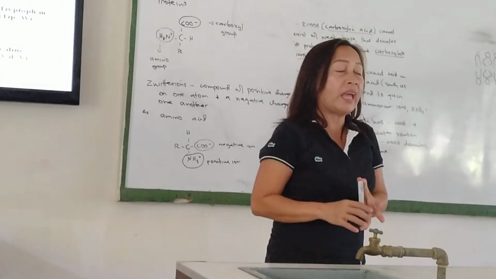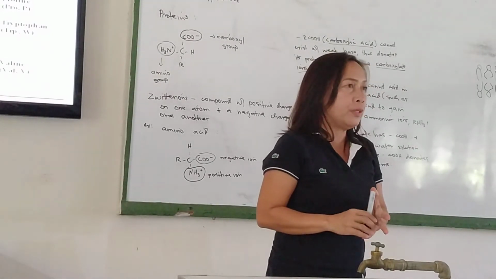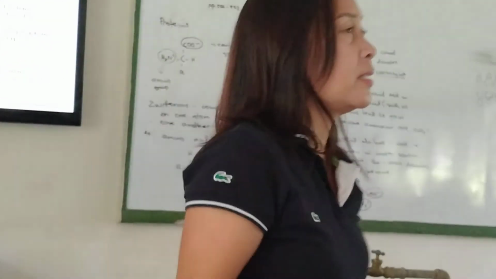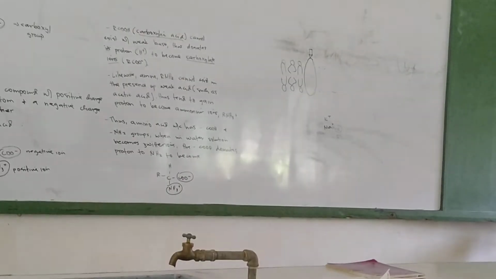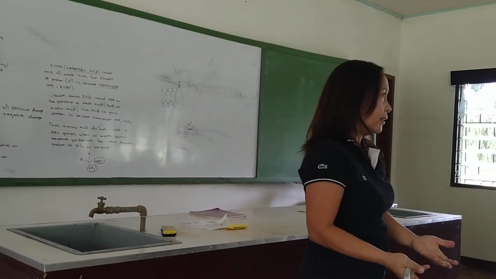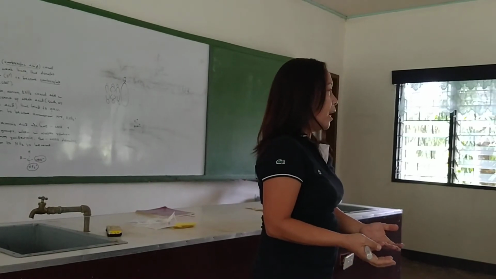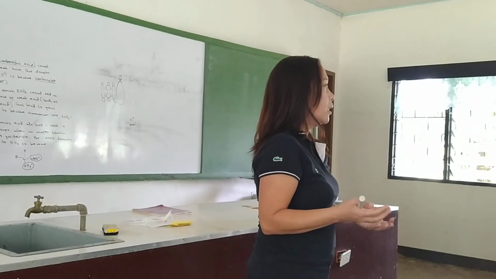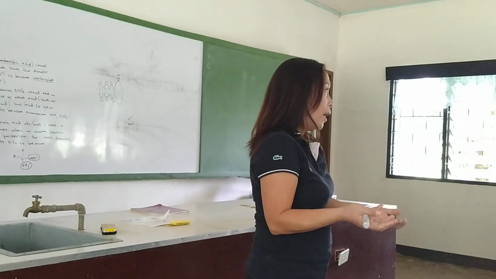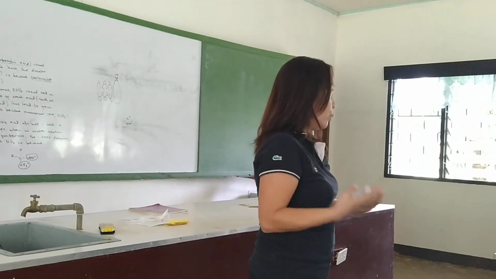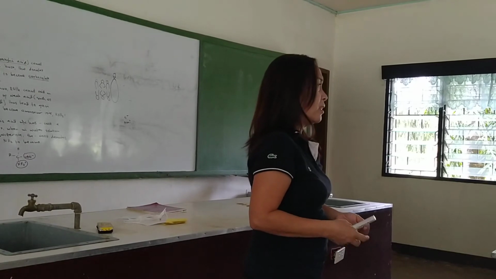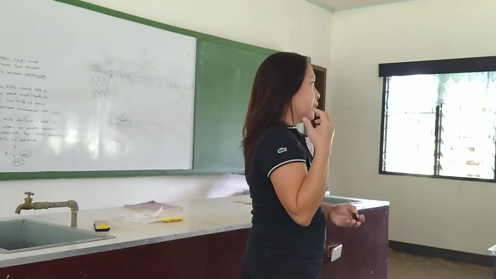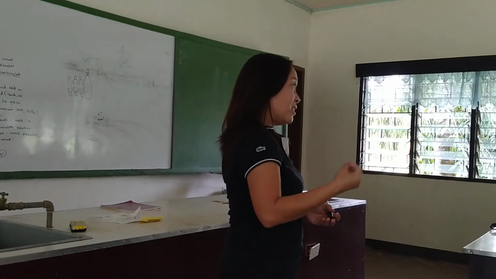Now, amino acids can be essential and non-essential. When we say essential amino acids, they must be present in the diet. When we say non-essential amino acids, they may not be present in the diet, because our cells can produce them. Why is it that essential amino acids must be present in our diet?